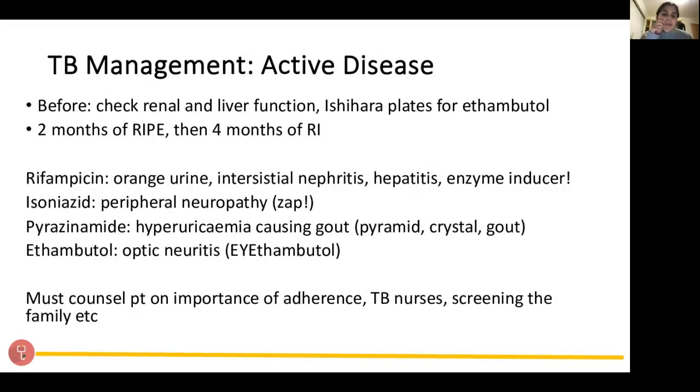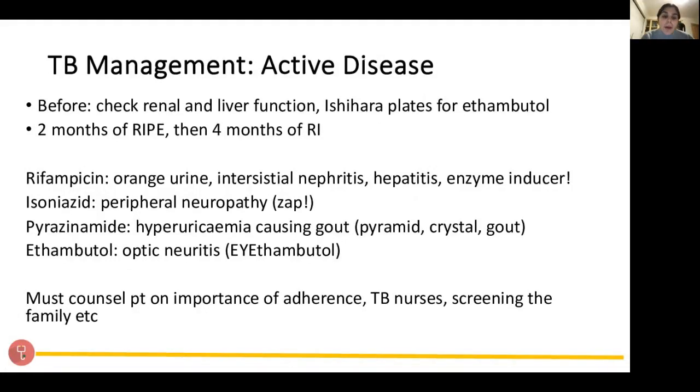Because of the effect of ethambutol on your vision, they ask people to have the Ishihara plate. So as you know, or maybe don't know, the Ishihara plate is just for your colour vision. So they'll ask you to test those before you start somebody on ethambutol, because it can also cause optic neuritis, and we'll get onto that shortly. So you give someone 2 months of the RIPE and then 4 months of just the RI.